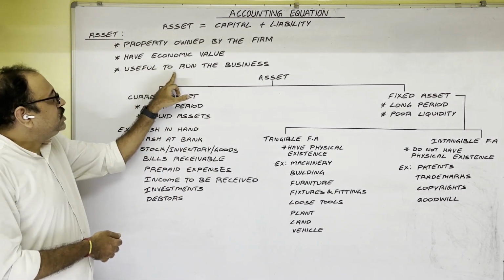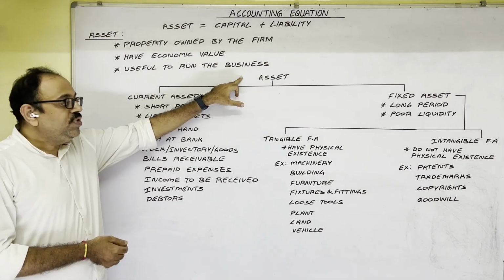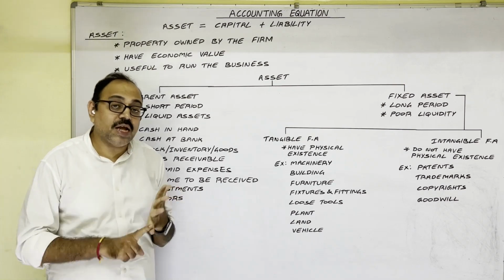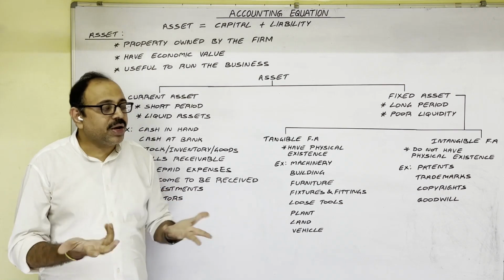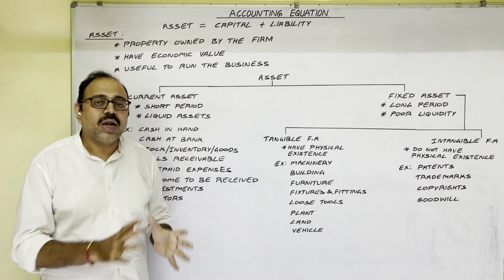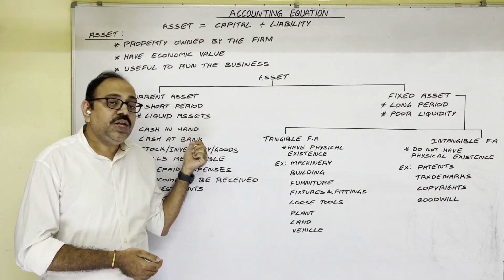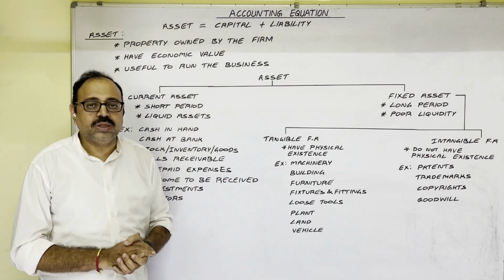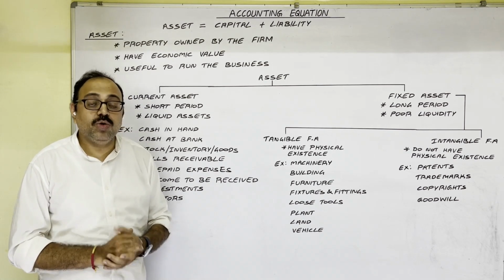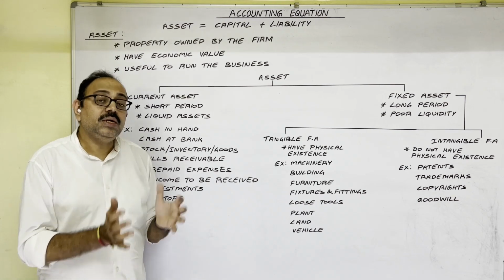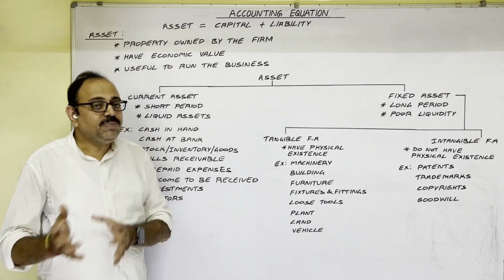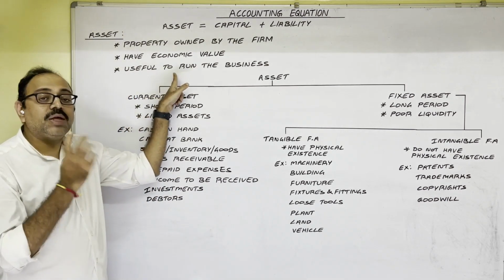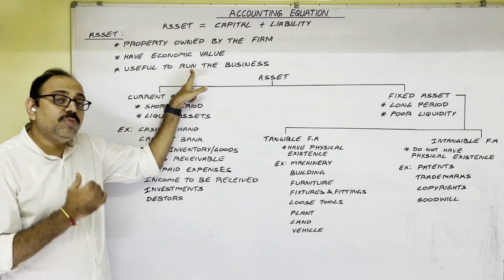Then assets are useful to run the business. Without these assets, without land, building, machinery, furniture, cash balance, bank balance, the company cannot run its business. For example, machinery is useful to manufacture the goods. Bank balance is useful to meet day-to-day expenses, to pay salary, building rent, electricity bill. We use either cash balance in the firm, otherwise bank balance. We use goods for sales purposes. Thus, assets are useful to run the business. In business, we have to execute so many functions.